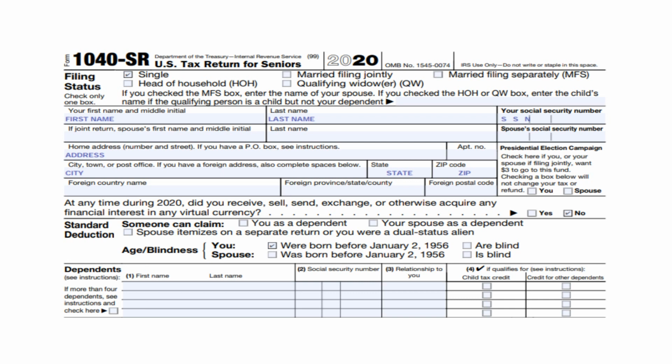This is the front page of the form. It is the top portion. At the top, check the box that you are single. Put your name, address, and Social Security number. And under the standard deduction section, check the box that you were born before January 2nd, 1956. Also answer the question above the standard deduction section in regards to virtual currency. In our example, the answer is no.